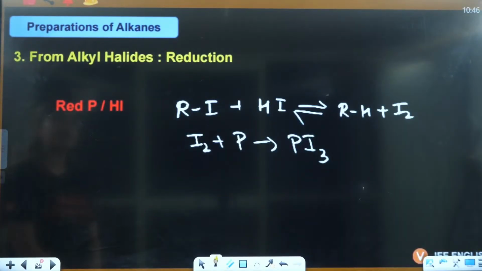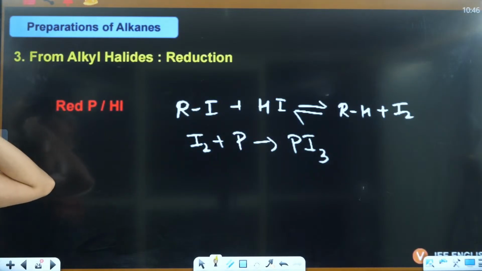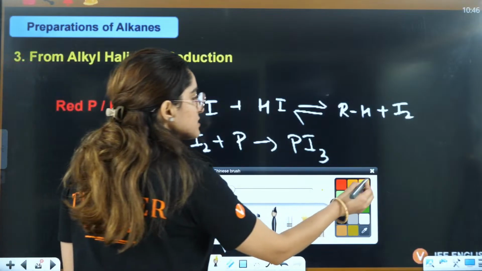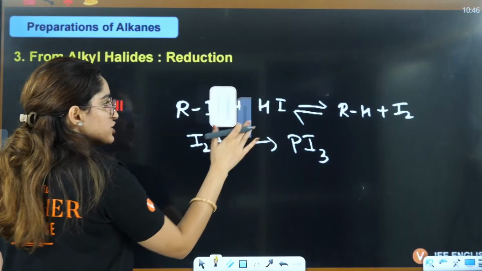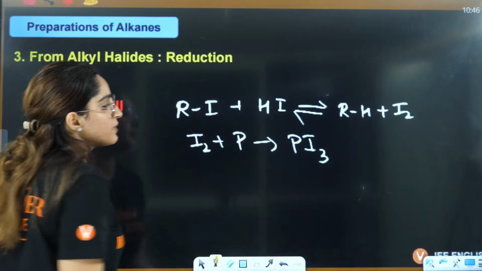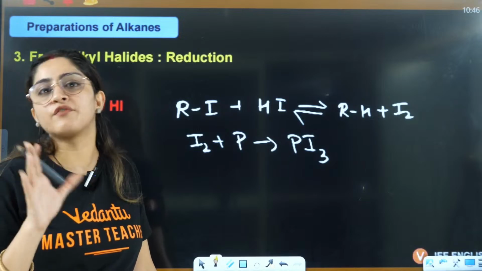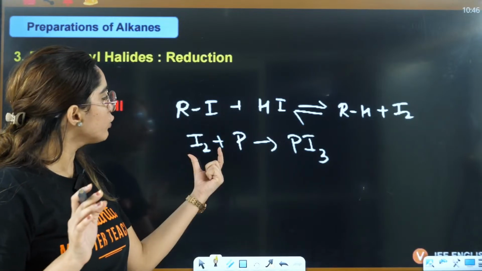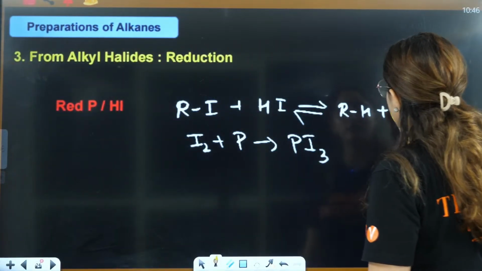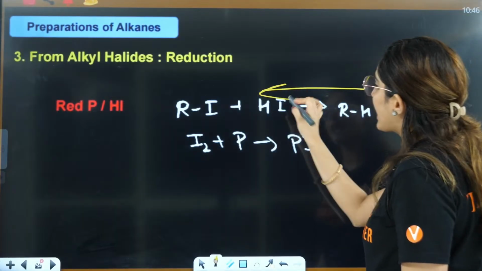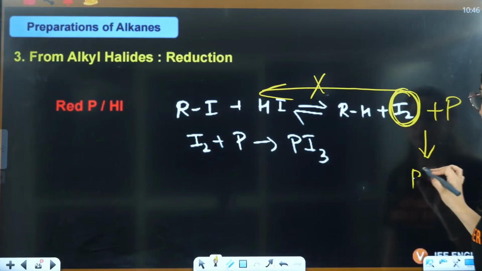Yes, everybody. Now specifically let's talk about reduction with red phosphorus and HI. So what exactly happens? This RI, when it is reacted with HI, this is a reversible reaction. If you don't use red phosphorus here, it is a reversible reaction. So when you use red phosphorus, the I2 eliminated here does not give the back reaction. Rather, it is consumed by phosphorus to give PI3.